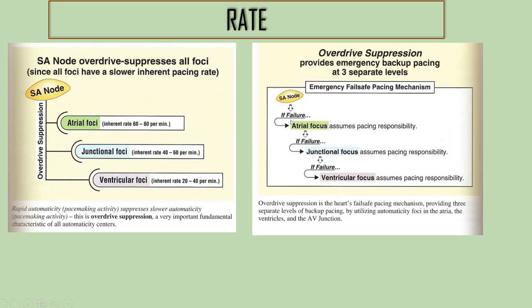If the SA node fails, then an atrial focus assumes pacing responsibility. If atrial focus failure occurs, then a junctional focus assumes pacing responsibility. Then if the junctional focus fails, a ventricular focus assumes pacing responsibility.